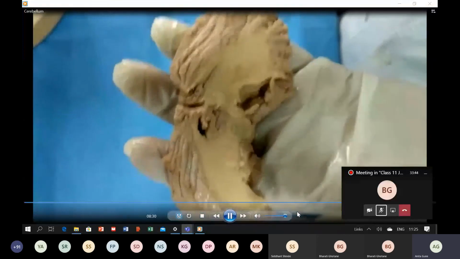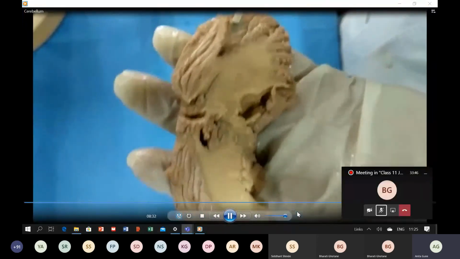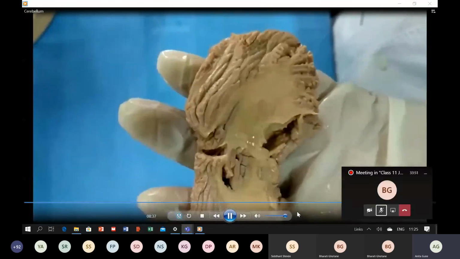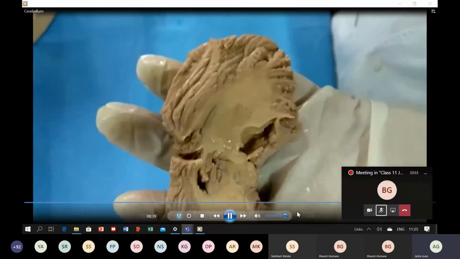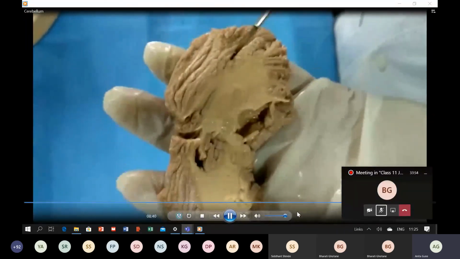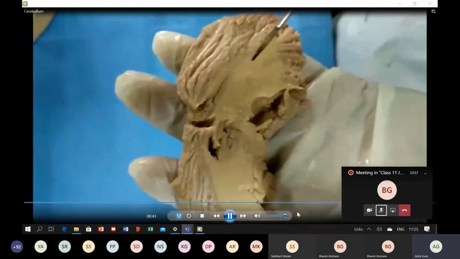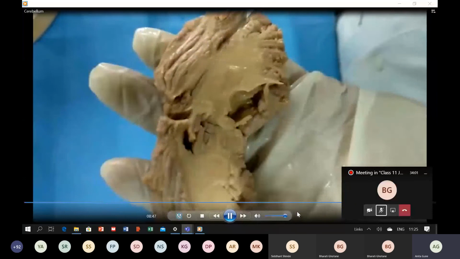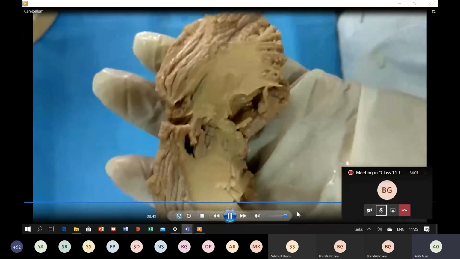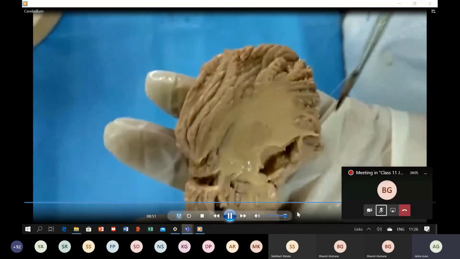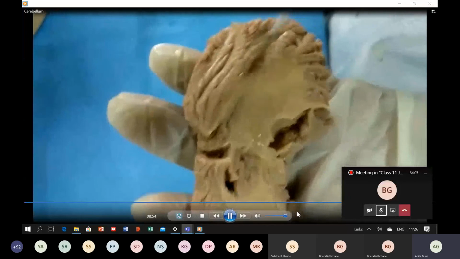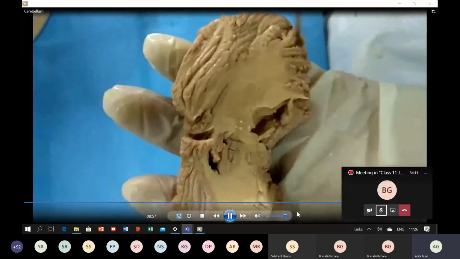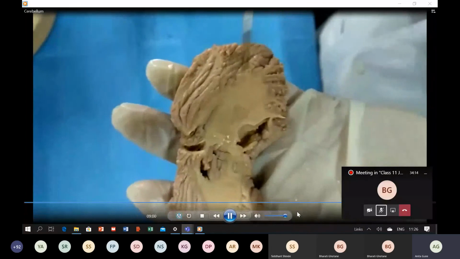Cortex and medulla give a tree-like appearance. It is known as arbor vitae. You will also get this arbor vitae appearance in the uterus, so just remember the arbor vitae appearance. You can see it tree-like here. That is the arbor vitae appearance of the cerebellum.